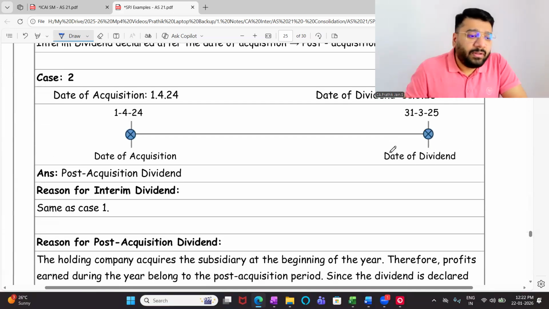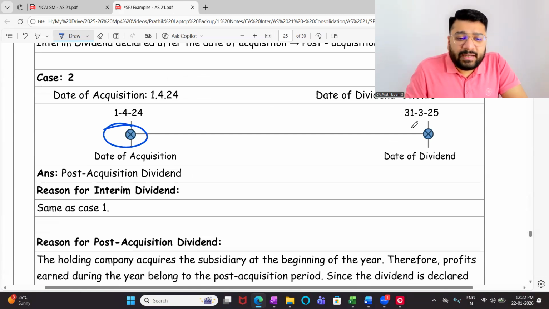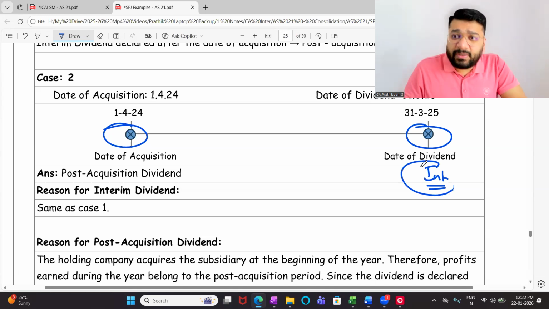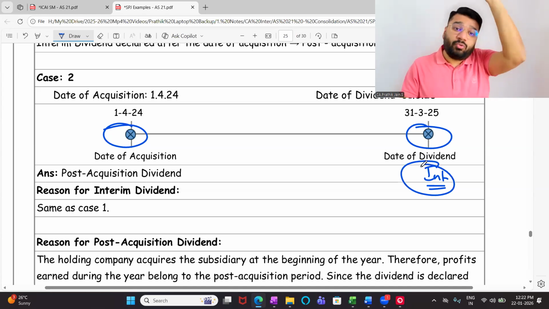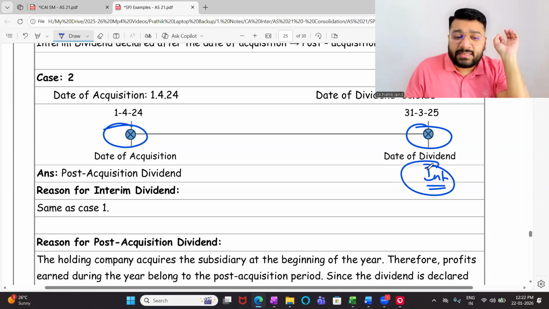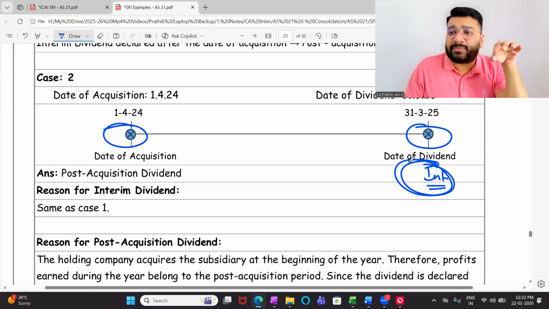No problem. Date of acquisition 1/4. Date of dividend end of the year. So what dividend is this? Interim dividend. Correct? Generally the interim dividend is paid out of current year's profit. If the question says interim dividend, but the money is paid out of earlier year's profit, then do what the question says. If nothing is mentioned, interim dividend is always paid from current year's profit.